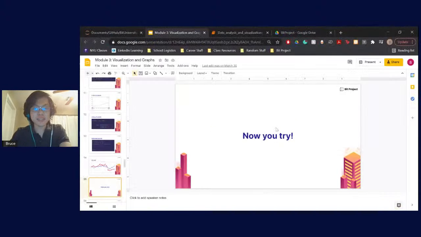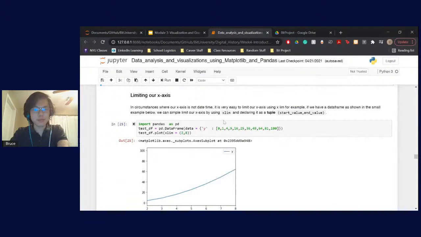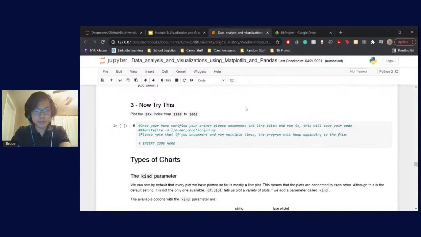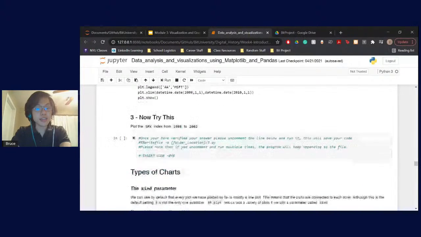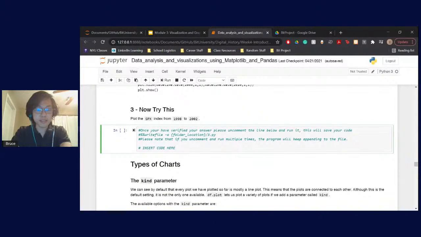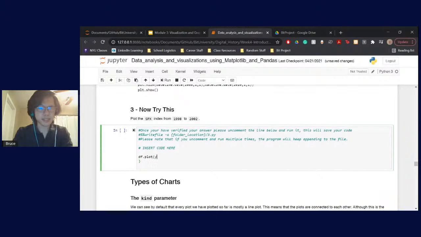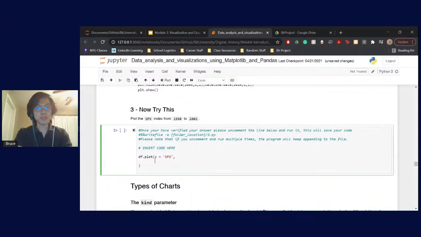Right, and now we'll try combining the datetime with the xlim, which is a little bit weird. Plot the SPX index from 1998 to 2002. Let's do that. So once again, df.plot. We're plotting the SPX index, so it's still y equal to SPX. And we want to set the x limits from 1998 to 2002, so we want to be passing in the tuple, the start and then the end. What is the start? It's going to be the datetime date. And what's the date? The year is 1998.